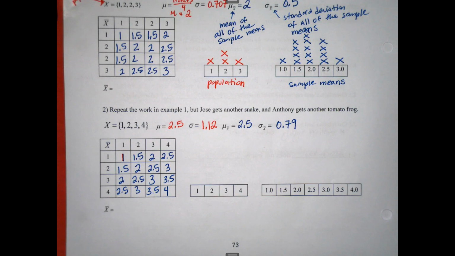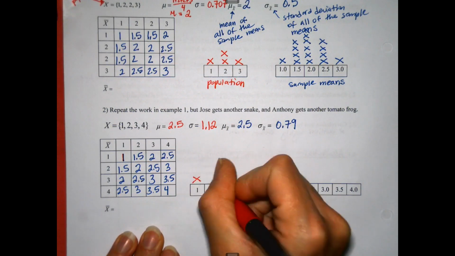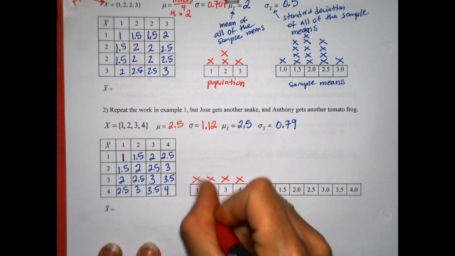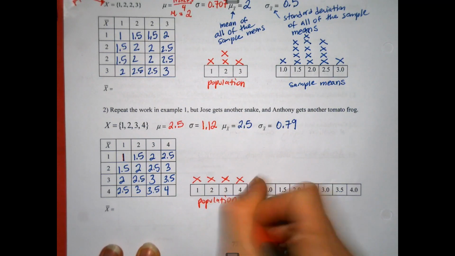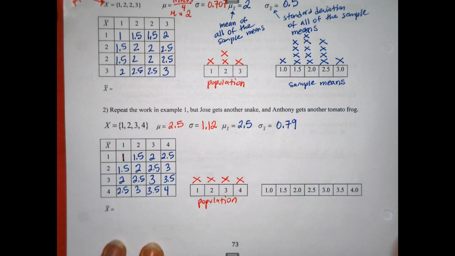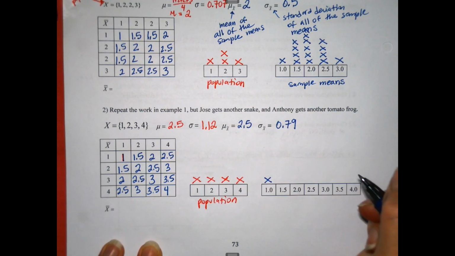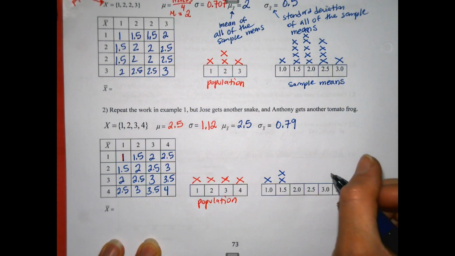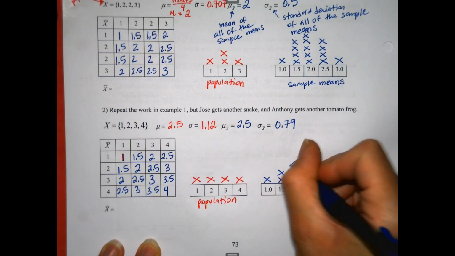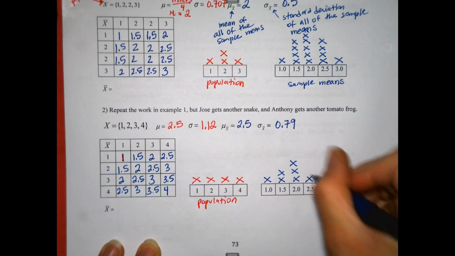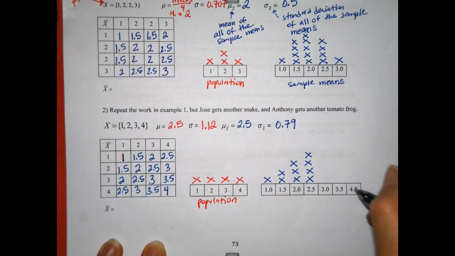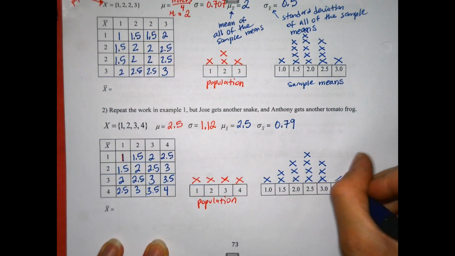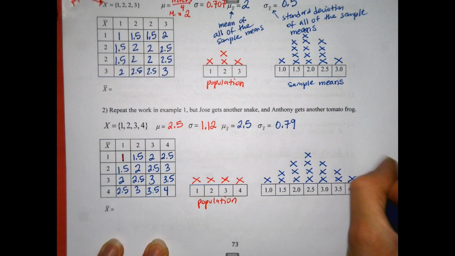If we were to create our dot plot, here we have for our population, every number of pets, there's only one person for each. This is our population. But for our sample means, a mean of 1, there's 1. A mean of 1.5, there are 2 of them. A mean of 2, there are 3 of them. A mean of 2.5, there are 4 of them. A mean of 3, there's 3 of them. A mean of 3.5, there's 2. And a mean of 4, there's 1.